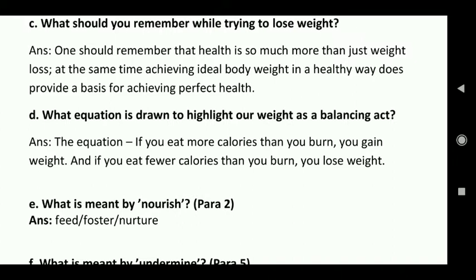Okay, and what is the fifth question? E. What is meant by nourish? The answer is given in paragraph number 2, and we have already done the reading practice. What is meant by nourish? Feed or foster or nurture. Okay, so that's the meaning. You can just write it down in your notebook.